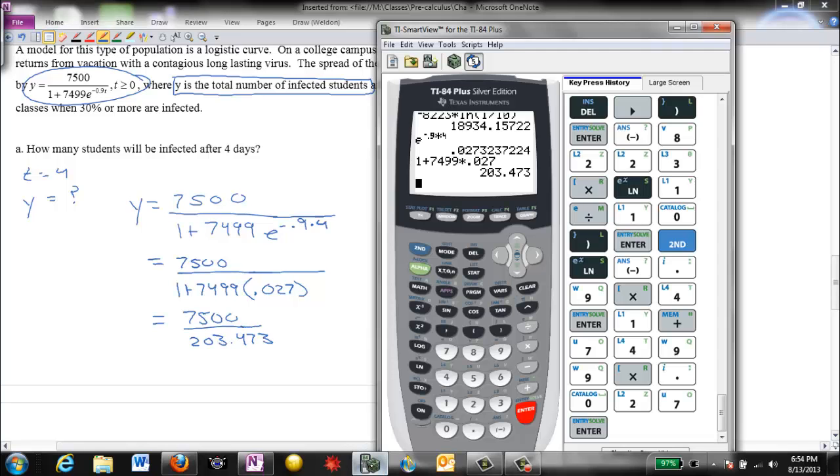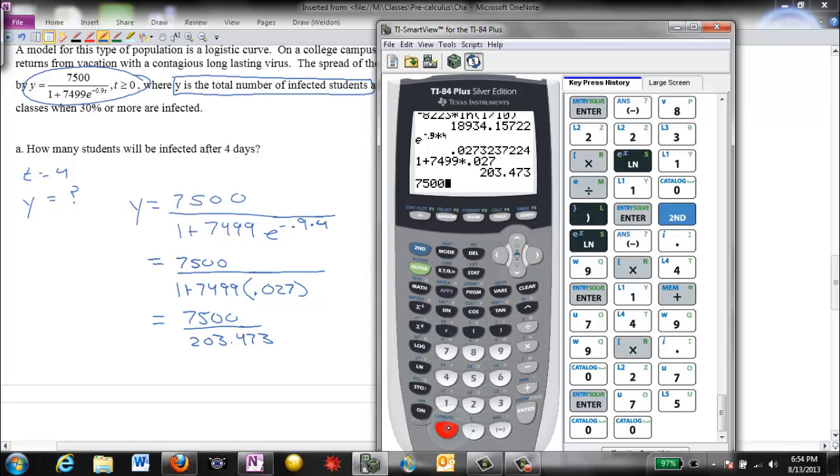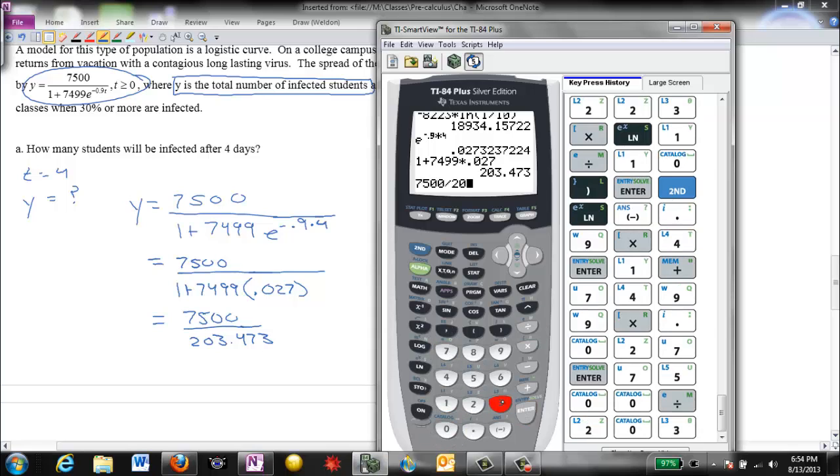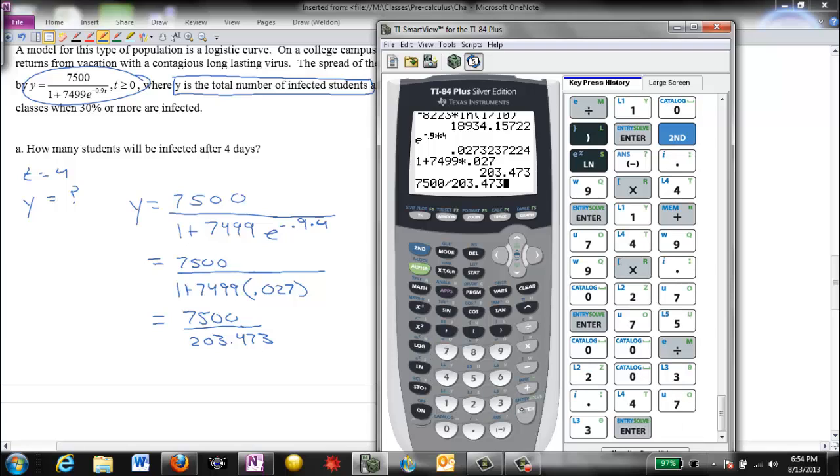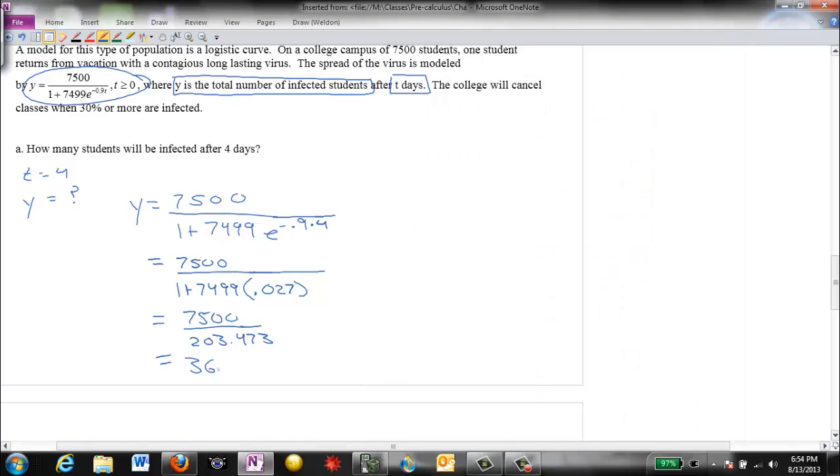And then we can go ahead and do that calculation. So we have 7,500 divided by 203.473. And what we get is 36.85 or 36.86, if you will. So 36.86 students are infected after 4 days. Okay. All right. So let's move on.